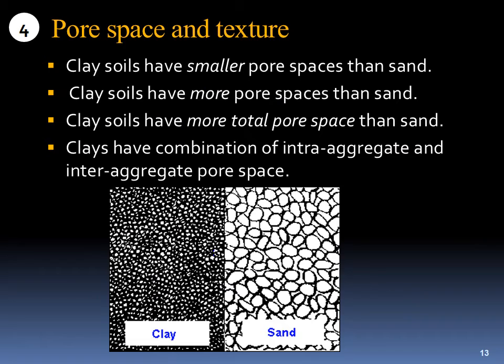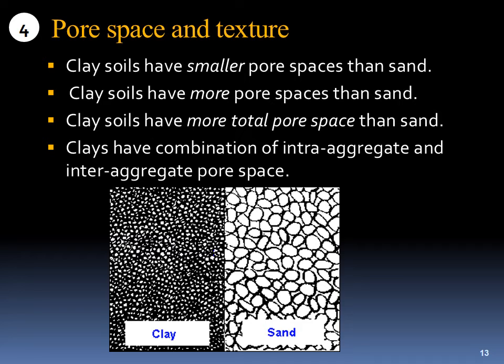After knowing more information about the relationship between porosity and the bulk density, you can also find more relationship between the pore space and the different types of textures. Now, if we just use these two examples, clay soil and sandy soil, and compare between them in terms of the pore space, the size of the pore space, the number of pore spaces, and the total amount of pore spaces, then you would find that clay soil has smaller pore spaces than the sand.